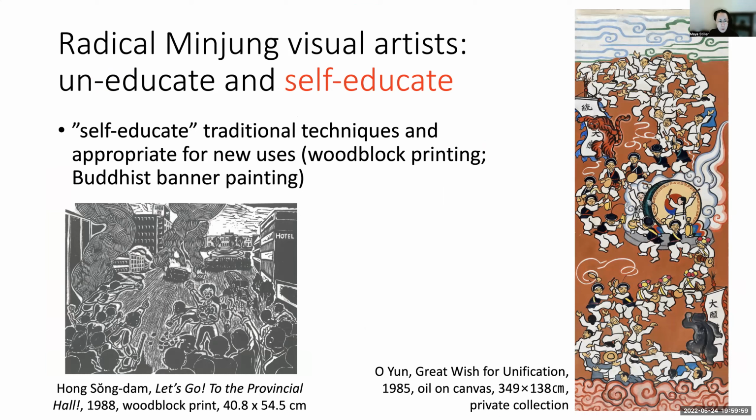And we see this with a lot of woodblock prints that were very popular among a certain section of Minjung artists because the material was accessible and it was easy to reproduce these pieces, so they could be disseminated quickly and easily. And of course you have this reference to traditional painting forms, such as this kind of banner painting that comes from the Buddhist tradition.